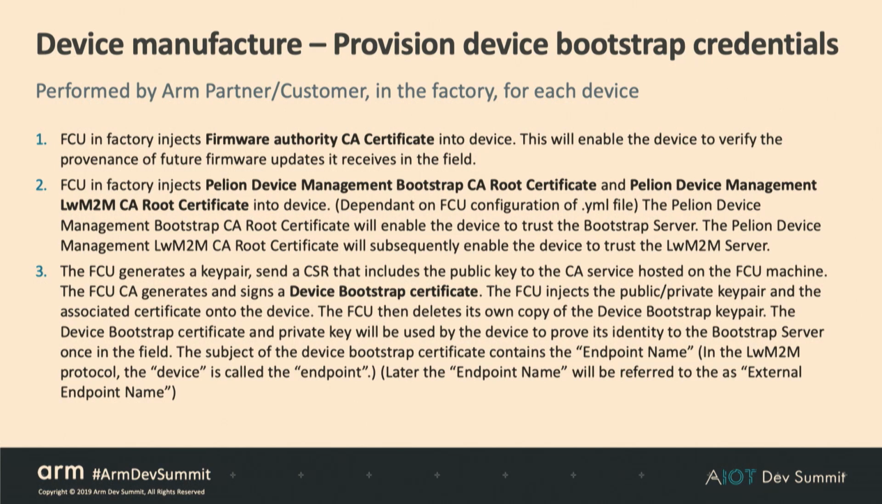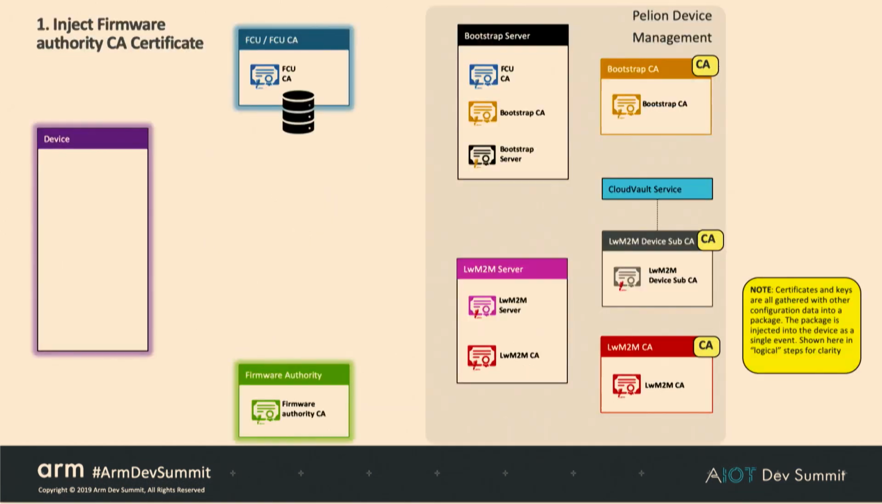Now we're in the manufacturing process. Okay. So the idea of what we want to do now is give the device the credentials that it will require to connect to the Bootstrap service in Pelion. So it doesn't need to connect to the lightweight M2M service at all. We only want it to be able to connect to the Bootstrap service. There is an optional way that you can make it connect to the lightweight M2M, but we don't recommend it. So I'm going to talk about how to connect it to the Bootstrap service.